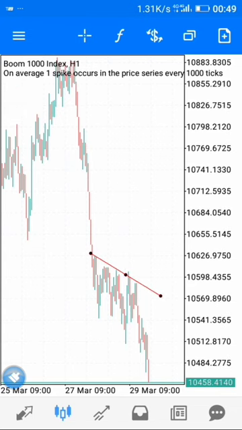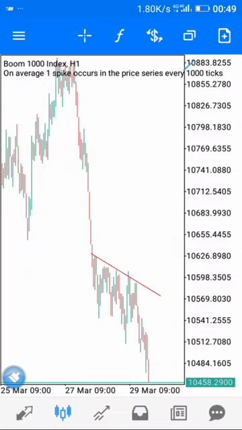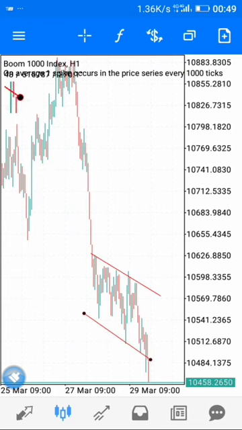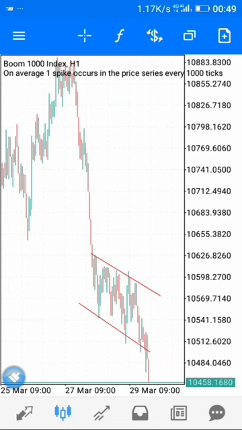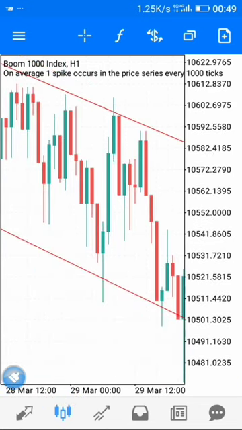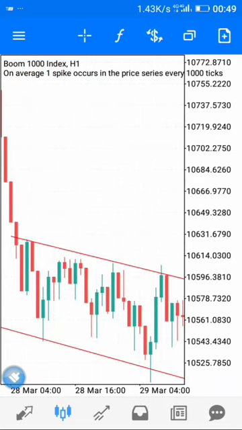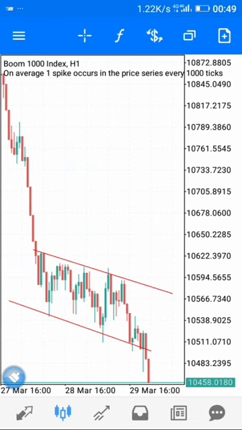Okay, and then we draw a twin line this way. Yeah, exactly. Now this is a small portion of a chart, but then if you go down to a lower time frame, this is a big market.